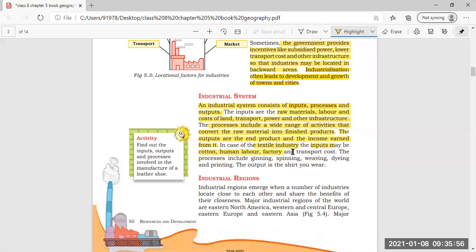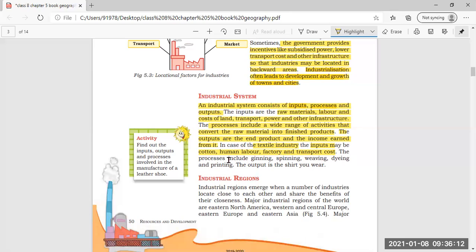Human labor, factory, and transport cost. So this is the input for the textile industry. For textile industries, you will definitely need cotton, and for the working, you will need human labor, even a factory, and a transport cost is needed.